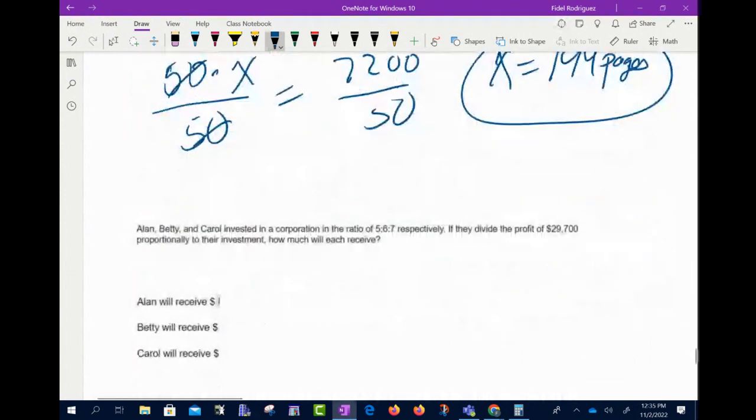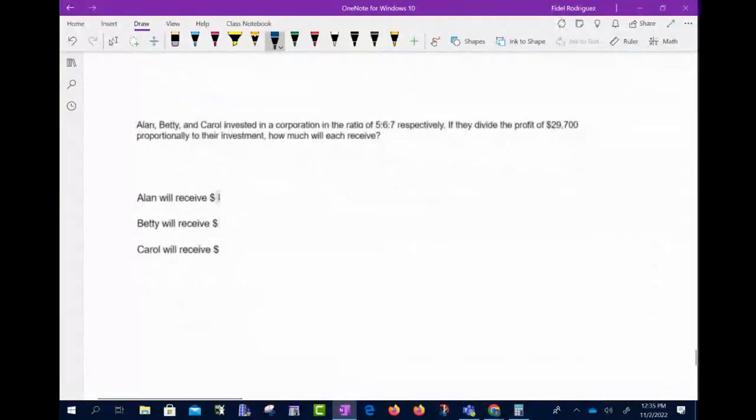Okay, so guys, I'm going to keep scrolling along here, okay? And let's take a look at this next problem. And it says, Alan, Betty, and Carol invested in a corporation in the ratio of 5 to 6 to 7 respectively. If they divide the profit of 29,700 proportionally to their investment, how much will they each receive?